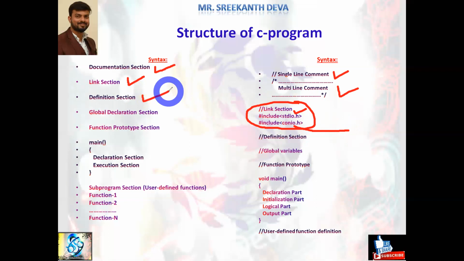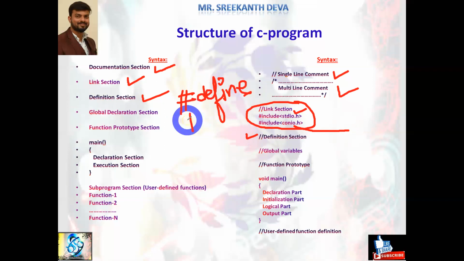The definition section defines all symbolic constants. Generally, the definition section is represented using the hash define preprocessor directive. In C language, we call this hash symbol a preprocessor or pre-directive. In both the header files and the definition section, the symbol indicates a preprocessor or pre-directive.